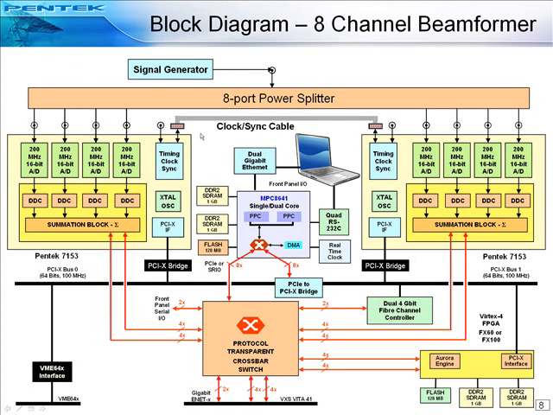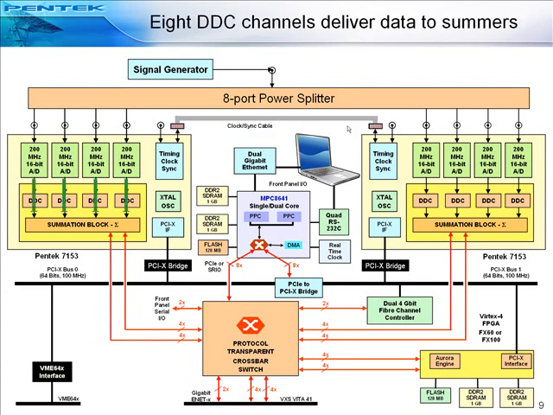Joining the two 7153 modules is a clock synchronization cable that synchronizes the DDCs and guarantees synchronous sampling across all 8 channels. Signals from the first 4 channels on the left module are summed in the left summation block, and signals from the second 4 channels on the right XMC module are summed in the right summation block.